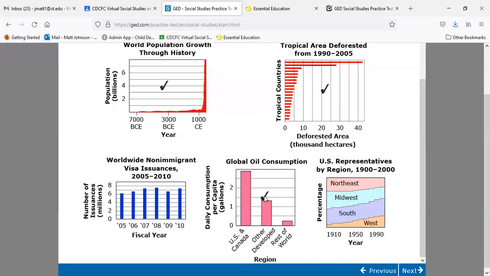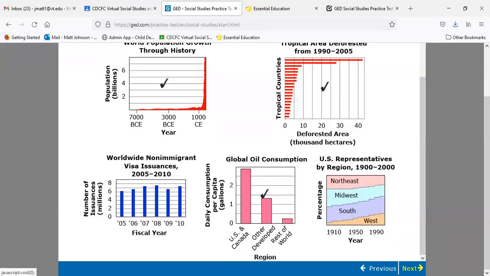Tropical area deforested, right? So that's a problem when it comes to climate change, global warming, and resources and things like that. And then global oil consumption, right? So here, talking about it by region, how much the U.S. uses in oil compared to other developed countries and the rest of the world. So yeah, I think we got it covered there.